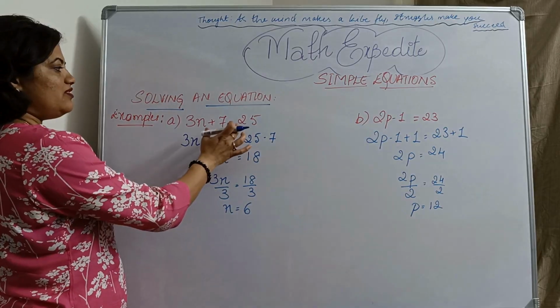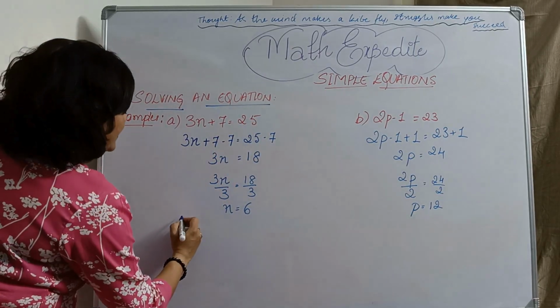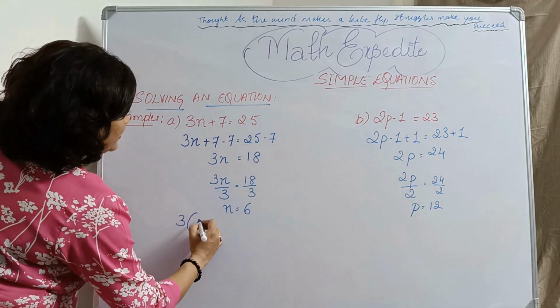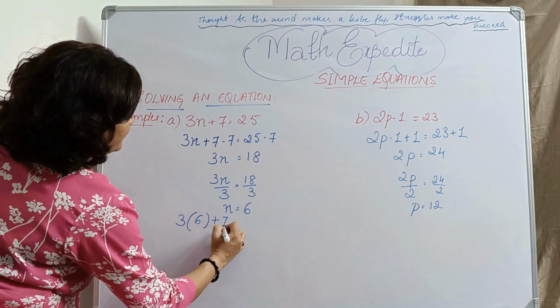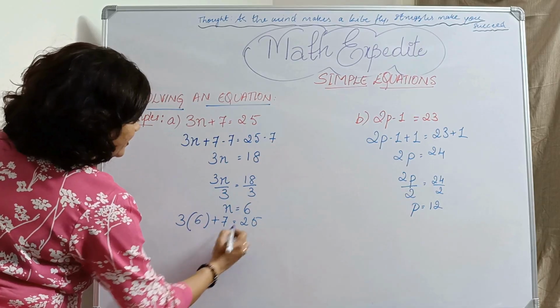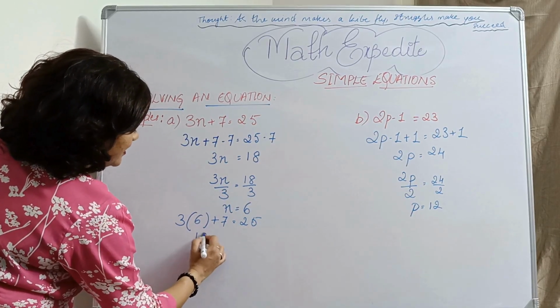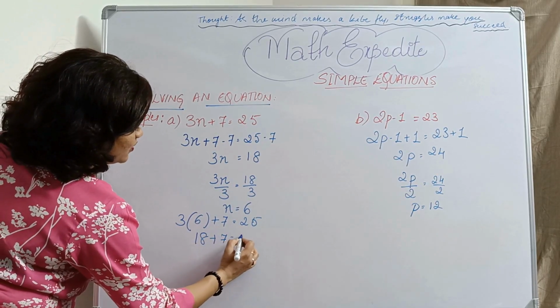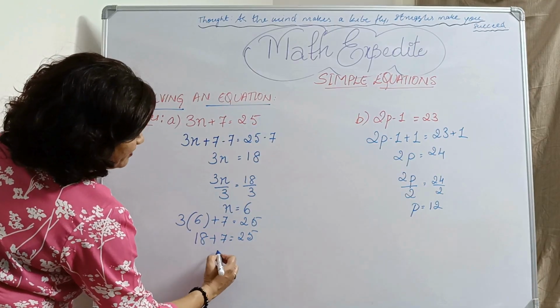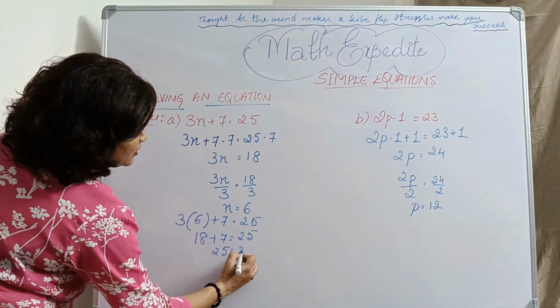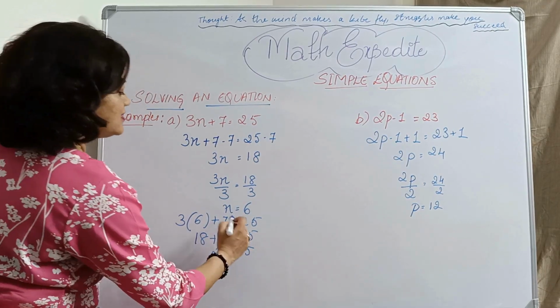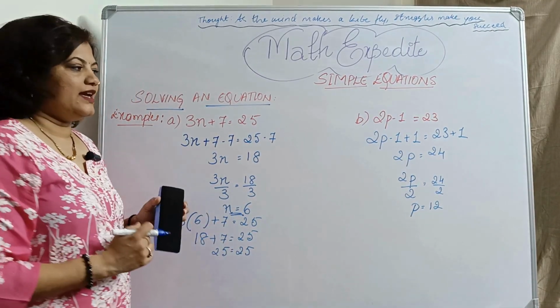So what is the equation? 3n plus 7 equals 25. Here 3 into n, which is 6, plus 7 equals 25. 3 sixes are 18 plus 7 is equal to 25. So what am I getting here? 25, which is equal to 25. So the answer which I got was correct.